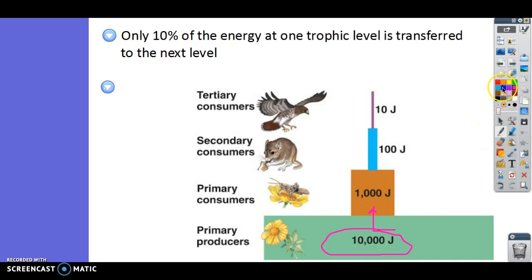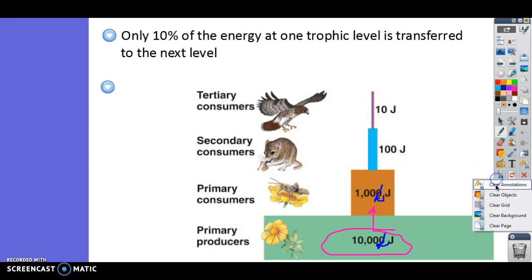Let me show you a really easy way to calculate 10%. So when we have 10,000, in order to get 10% of that, all we have to do is move the decimal place over 1. So chop off the last 0. Okay, so now we have 1,000. With our secondary consumers, we're only going to pass on 10% to the next level. So again, we're going to move the decimal point to the left 1, which gets rid of this 0. So look, we have 100. So 100 goes to the next level.